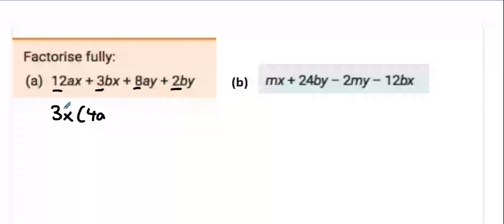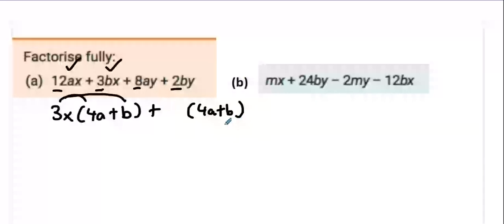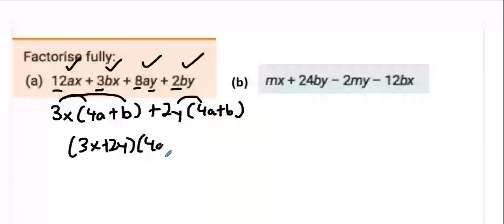How do we know it's 4a? 3 times 4? 12. Plus b. What's 3x times b? 3bx. I know that if that's the first bracket, 4a plus b must be the second bracket. What multiplies by 4a to give you 8? 2, but what letter? Y. 2y by 4a, 8ay, 2y by b, 2yb. Finish it off, put them both into brackets. 3x plus 2y, 4a plus b.